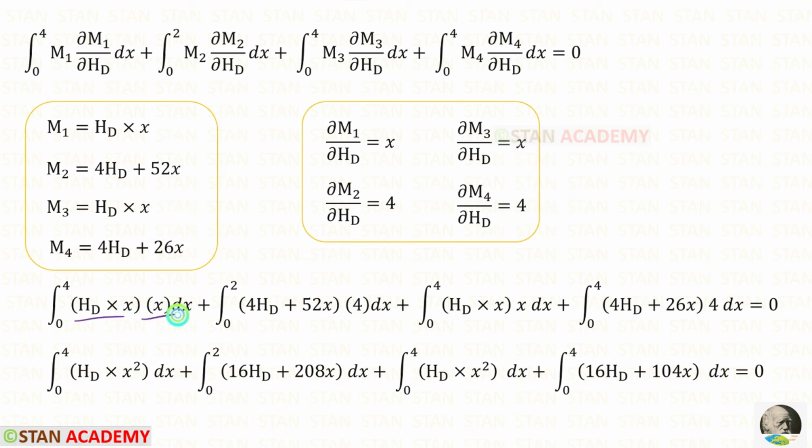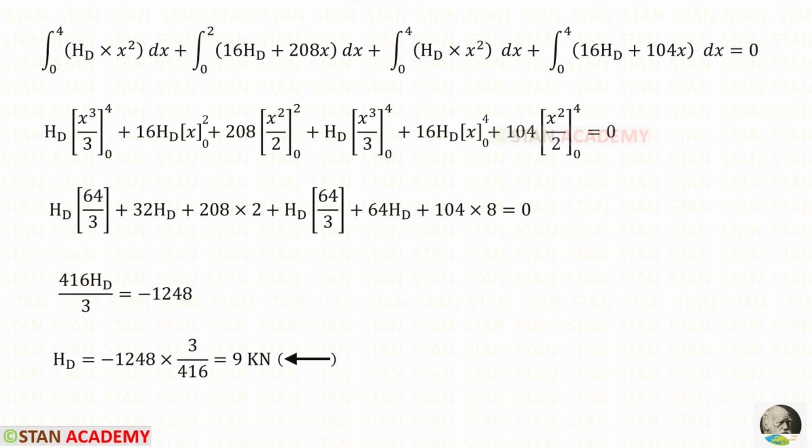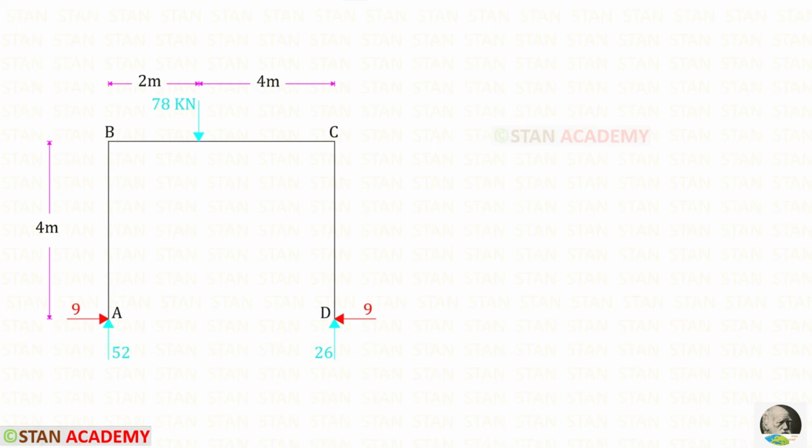We can multiply these two, we will get this, and we can multiply these two, we will get this, and we can multiply these two and these two, we will get this. Then after integrating and simplifying, we will get HD. For HD, we will get minus 9. We will get a negative value. That means our assumption is incorrect. We assumed that HD would be acting towards the right side, but actually it is acting towards the left side. We have found HD. It is acting towards the left side.